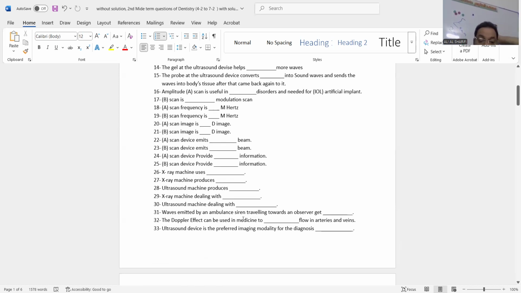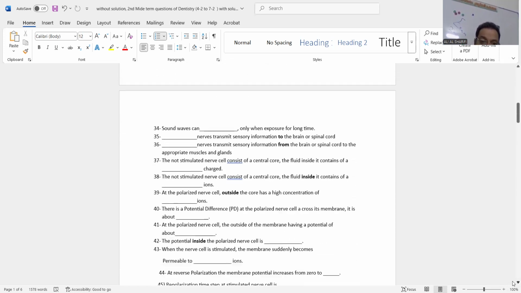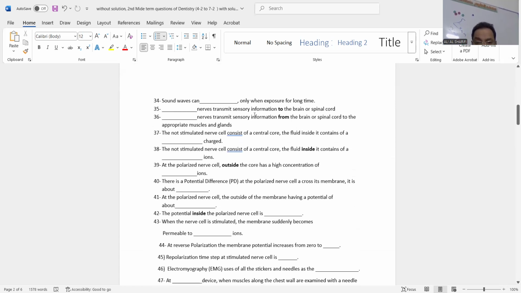Here I'm talking about the Doppler effect, okay? After that, the Doppler effect can be used in medicine too, to measure what? To know which direction. The ultrasound device is the preferred imaging modality for the diagnosis of what? Diagnosis of what? Sound waves can only be harmful when exposed for a long time. That means it's one of its disadvantages.